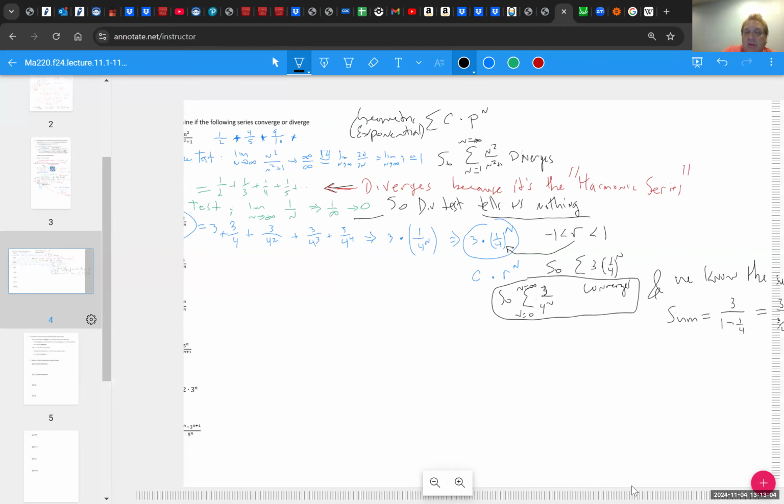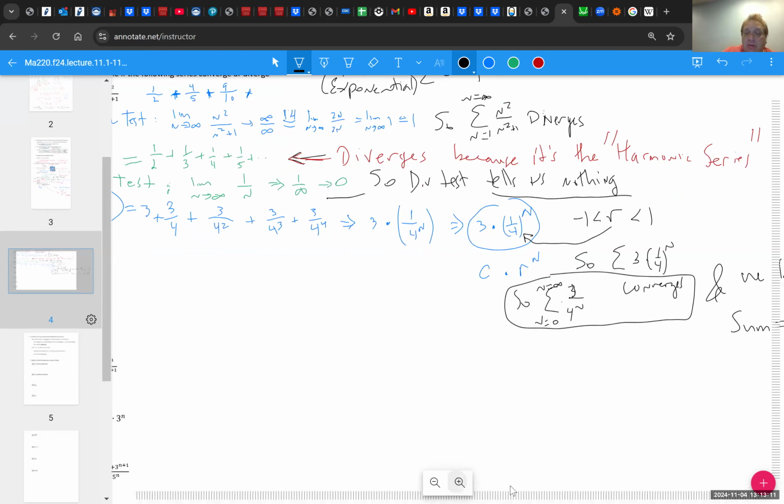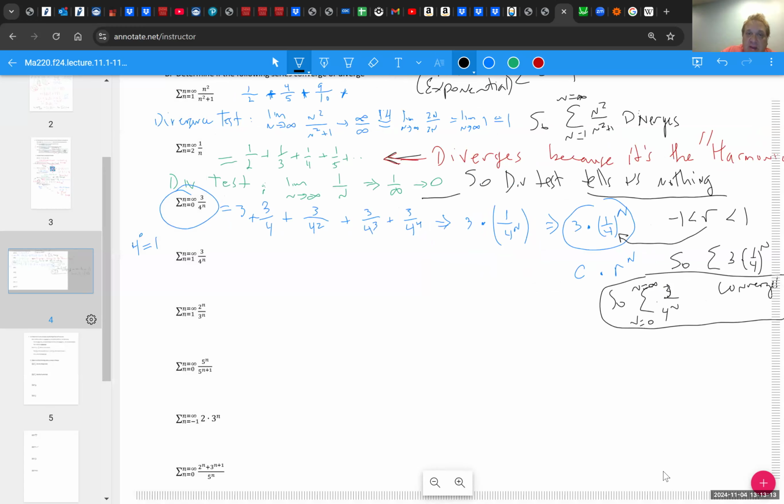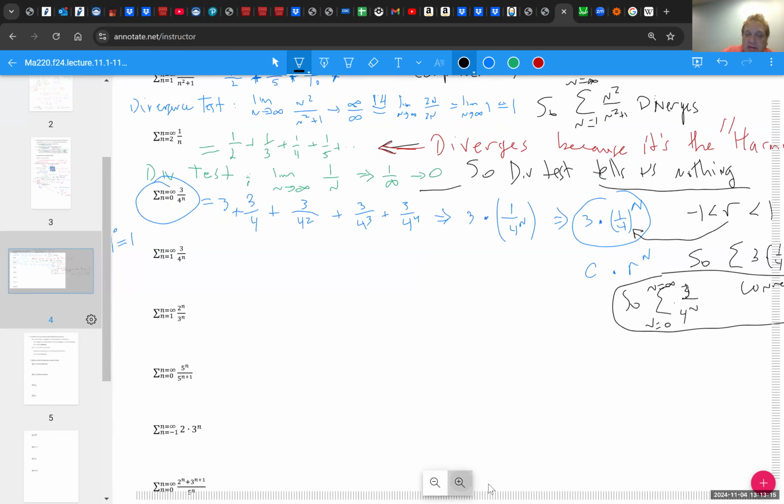All right, so there's an example of a geometric series, where we use the geometric test on this particular series to show that we knew it converged. So that was our third example on the lecture notes.